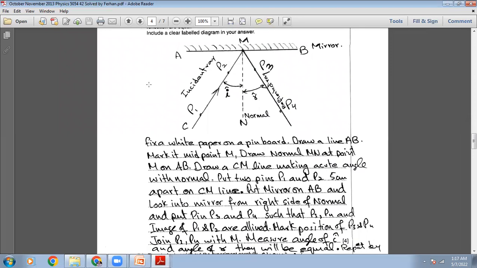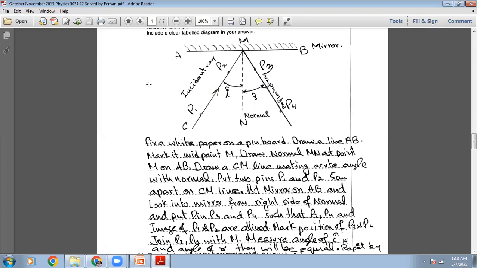Fix a white paper on a pin board or drawing board. Draw a line AB, mark its midpoint M, draw normal MN at the point M onto AB. Draw a CM line making an acute angle with the normal. Put two pins P1 and P2 5 centimeters apart on the CM line. Put the mirror on AB and look into the mirror from the right side of the normal, and put pins P3 and P4 such that P3 and P4 and the image of P1 and P2 are aligned. Mark the position of pin 3 and pin 4.